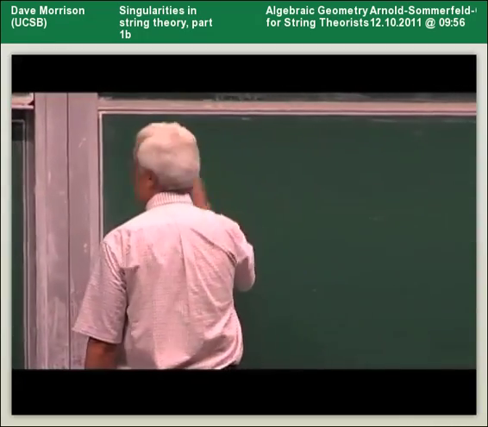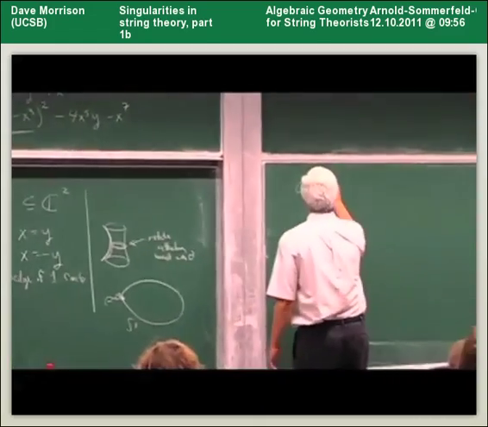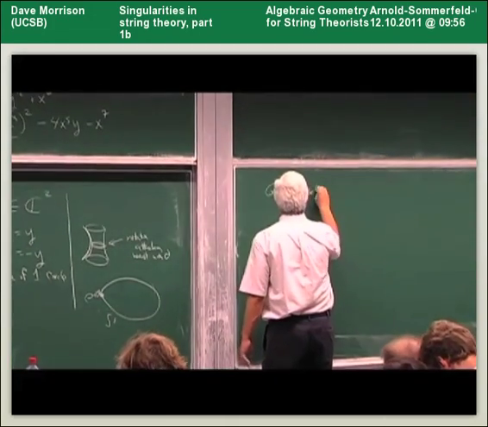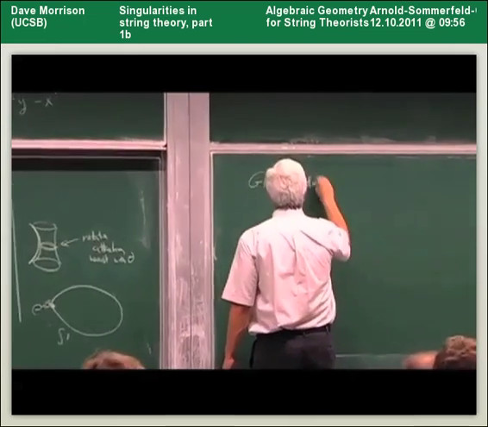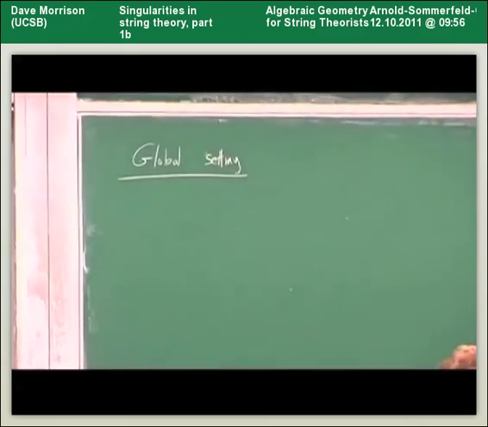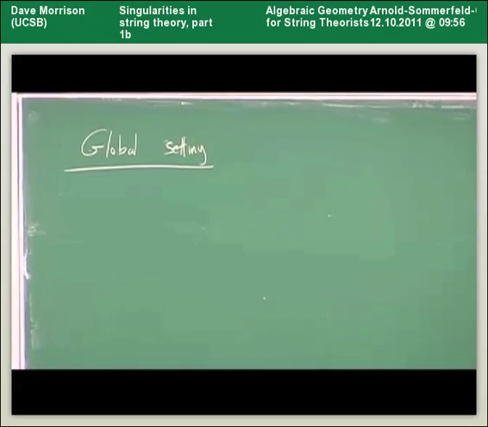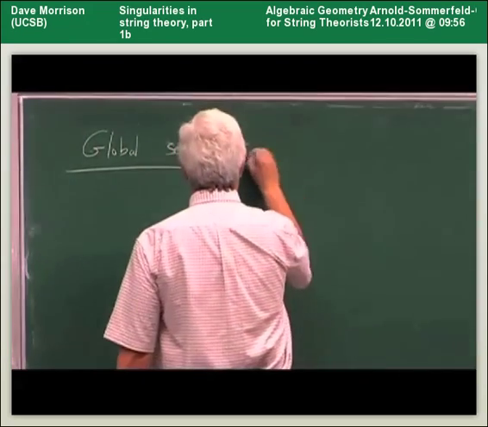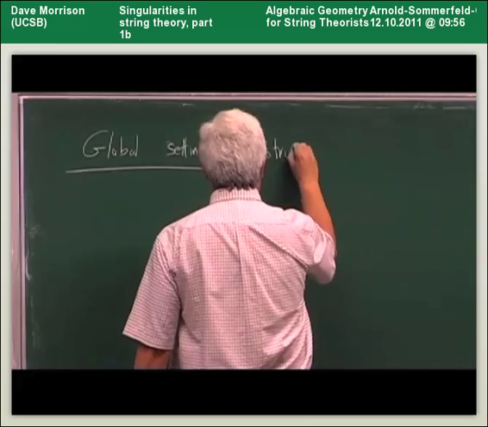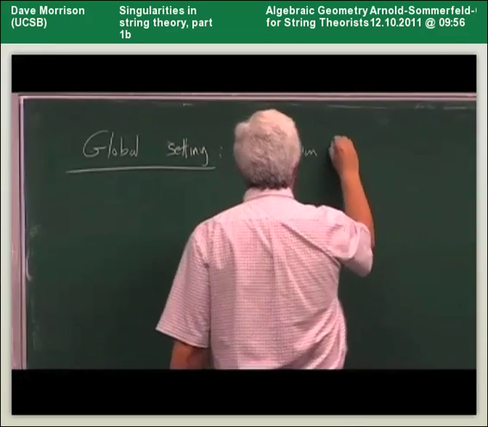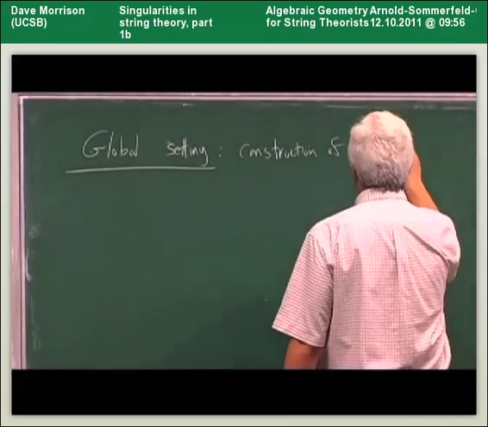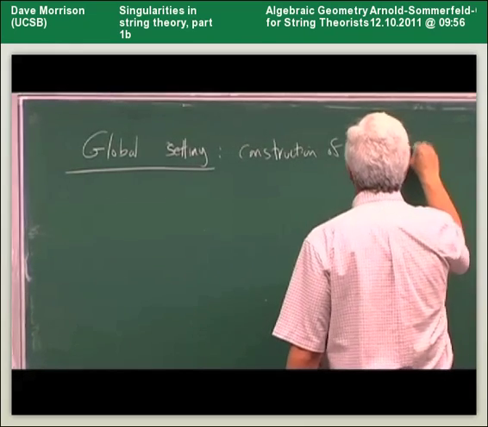So maybe there's a second simple example. Well, I think I'm going to skip my second simple example. Let me give a global setting to this story. So the global setting is going to be the construction of F theory, which is related to what we've just been doing in several interesting ways.